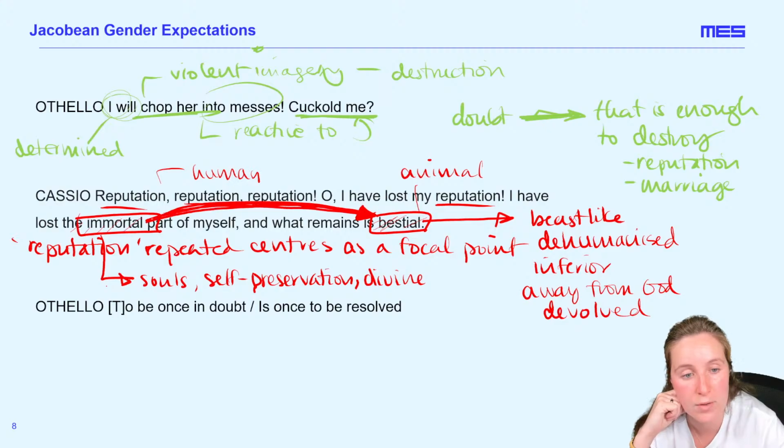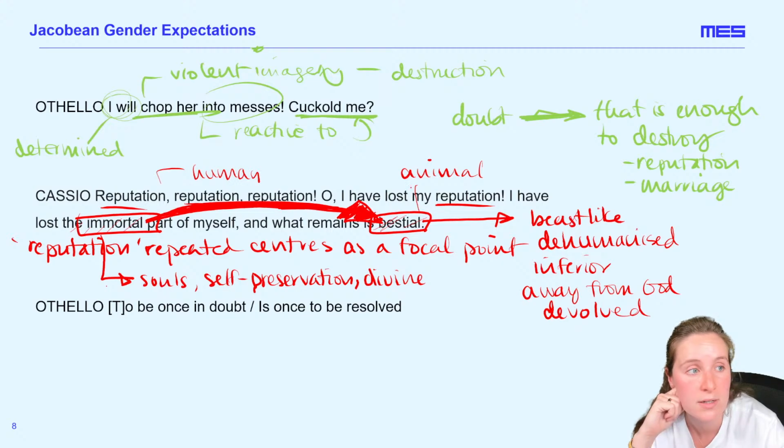Does Iago know this? Absolutely. He's also in this society, right? He knows what will happen if someone loses their reputation. He knows what Othello is like. He cares about it, which makes sense because Othello, the only thing that he has is his reputation, right?